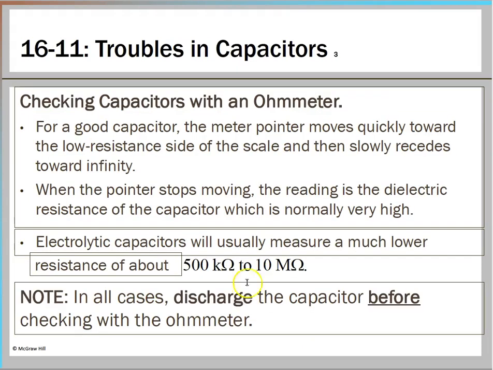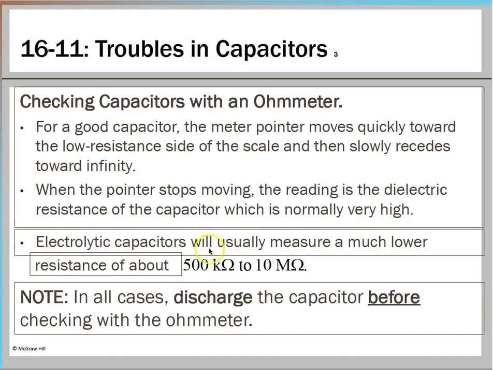And then checking the capacitor again with the ohm meter. For a good capacitor, the meter pointer moves quickly towards the low resistance side of the scale and then slowly recedes towards infinity. So as I said, the capacitor should show high resistance, and that's what you will see when you connect it to the ohm meter. When the pointer stops moving, the reading is the dielectric resistance of the capacitor, which is normally very high.